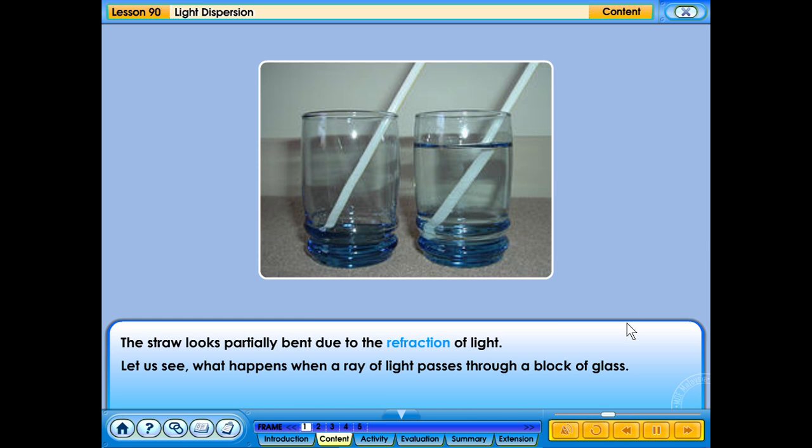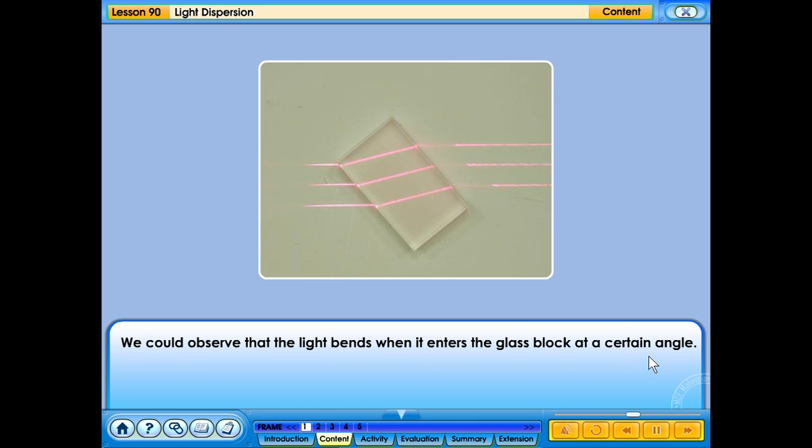Let us see what happens when a ray of light passes through a block of glass. We could observe that the light bends when it enters the glass block at a certain angle. This phenomenon occurs due to the refraction of light. What will happen when a ray of light passes through a prism?